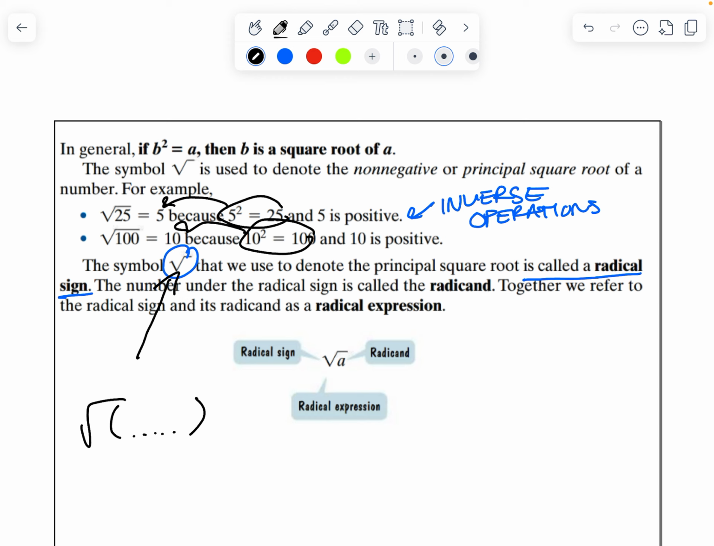The parts of a square root are the radical sign. If you hear me say the word radical, that's that symbol right there. The radicand is what's inside, and a radical expression is the entire thing.